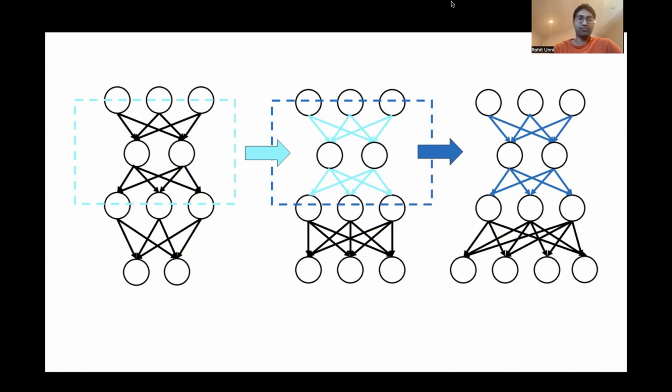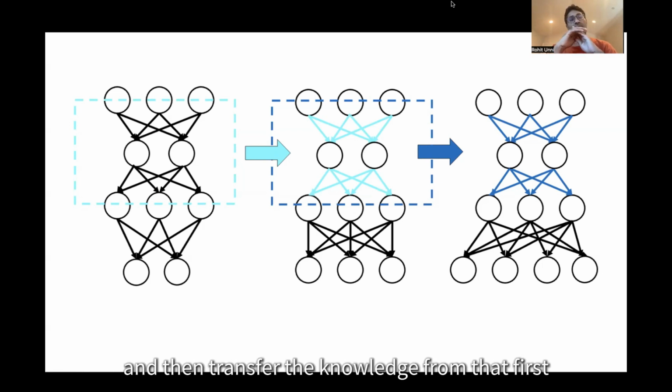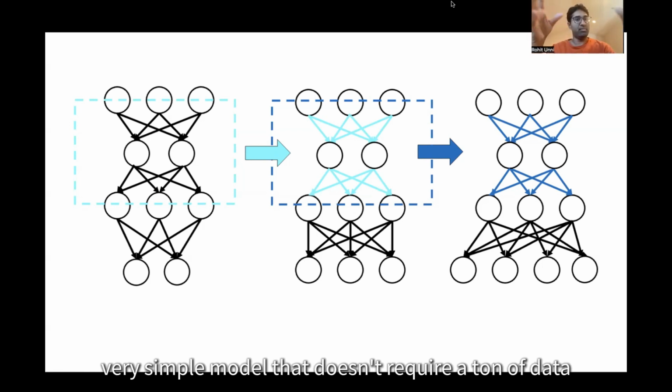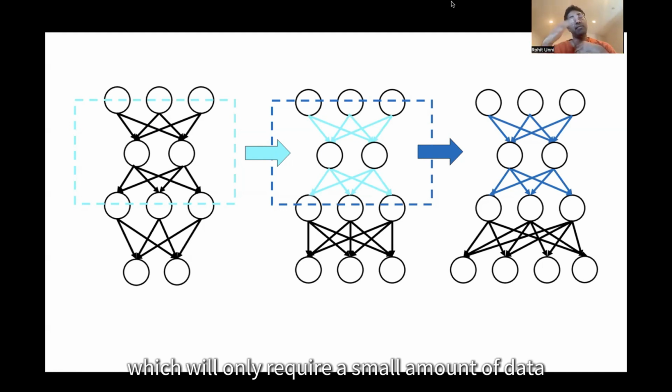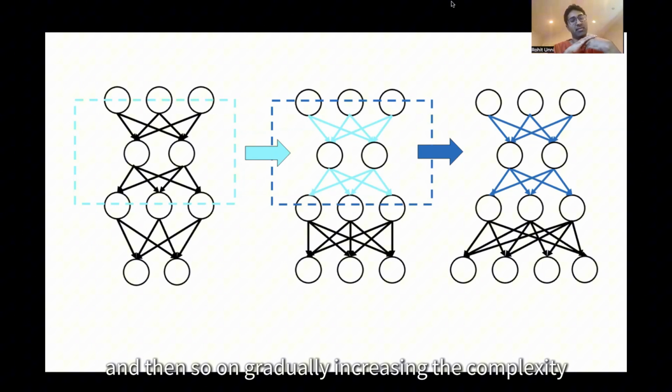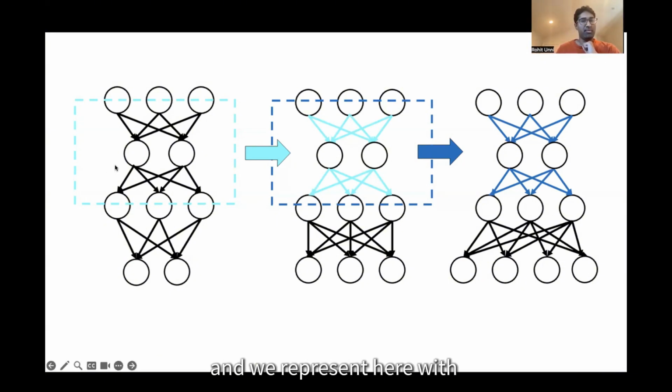complex model. So we introduced this nested strategy where we train a very simple version of the structure first, and then transfer the knowledge from that first very simple model that doesn't require a ton of data to a slightly more complex model, which will only require a small amount of data, and then so on, gradually increasing the complexity. And each step, it's storing more and more knowledge that we represent here with the kind of increasing blue weight connections as the training goes on.